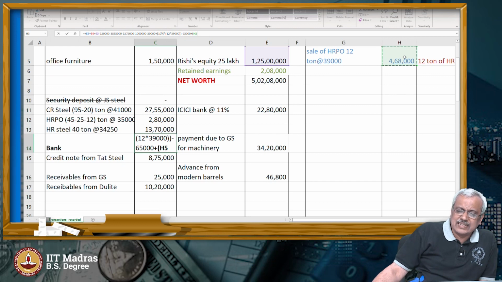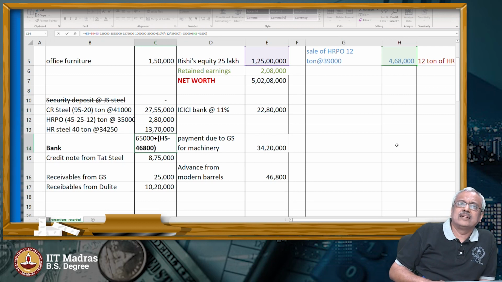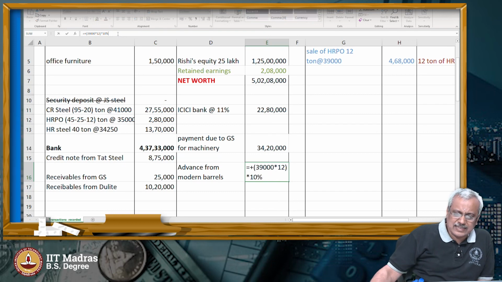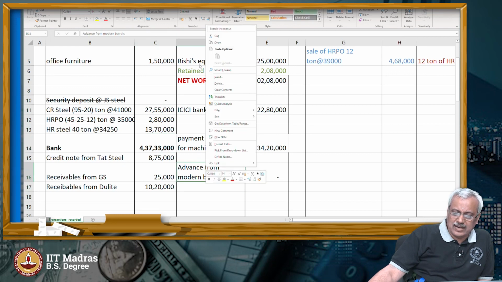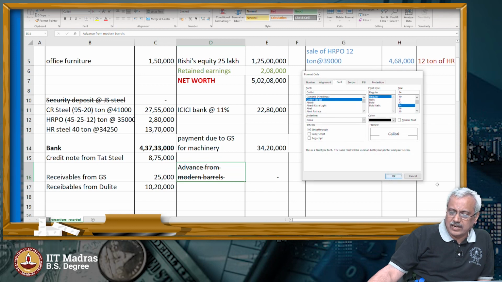Will my bank balance increase by this? My bank balance will increase by this minus the advance they have given me. And the advance is not an advance anymore. The advance is adjusted against the sale that you have made. So the advance is not an advance anymore in this particular case.